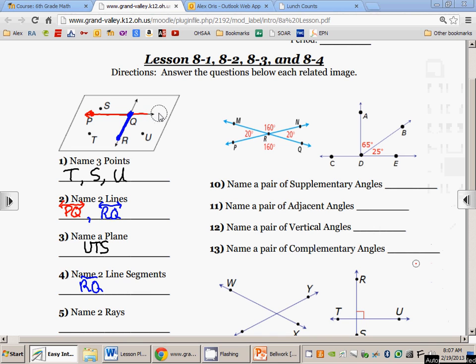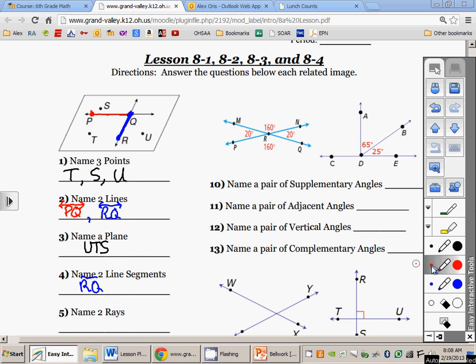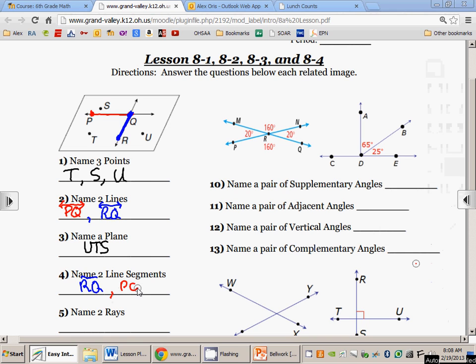Remember, we used that as a line before, but now we're using it as just part of the line. That's a segment, right? The definition is part of a line, part of a straight path. It does not go on forever in both directions. We know it has 2 endpoints. So PQ or QP, and Chris, the symbol? A line that ends. Very good. A line that ends, or a bar. And again, in number 2, we used line PQ. Now we're talking about segment PQ. And those are a little different.